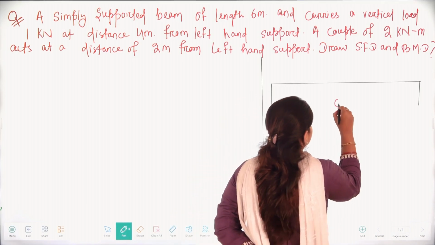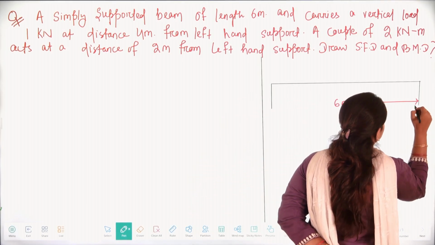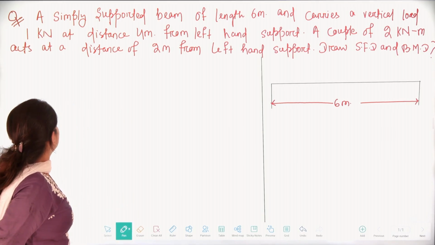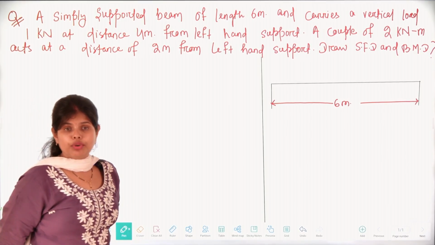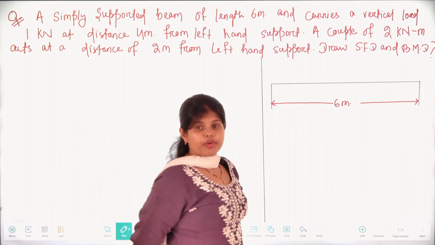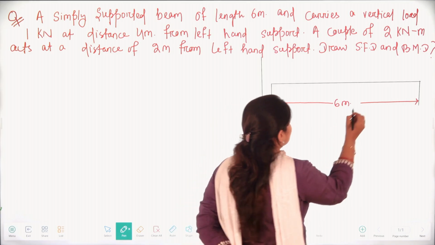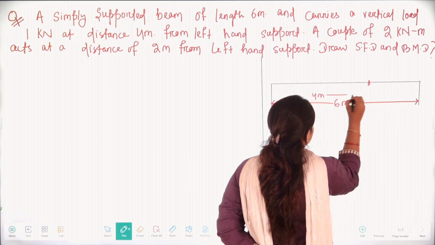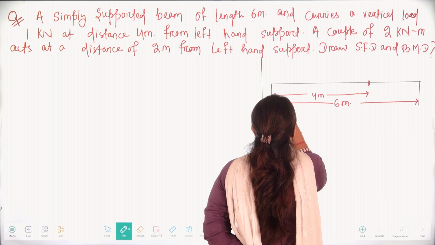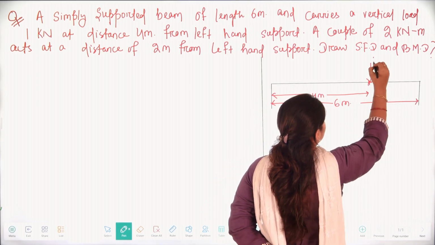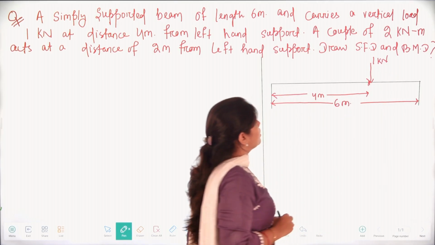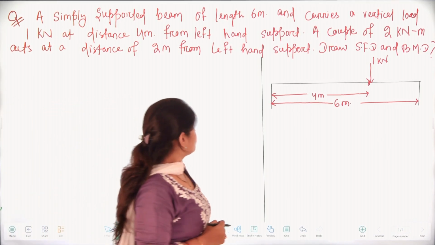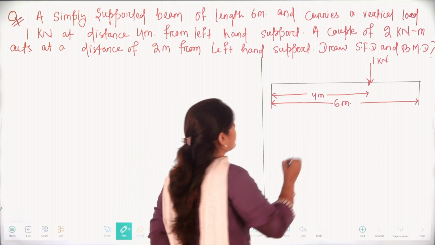We can write that it is of 6 meter. Again, it carries a vertical load that is 1 kilonewton at distance of 4 meter. So 4 meter from which support? From left hand support. So here from 4 meter, this to this distance will be 4 meter. Here we have the one vertical load that is 1 kilonewton. And again, a couple of 2 kilonewton into meter acts at distance of 2 meter also from left hand support.